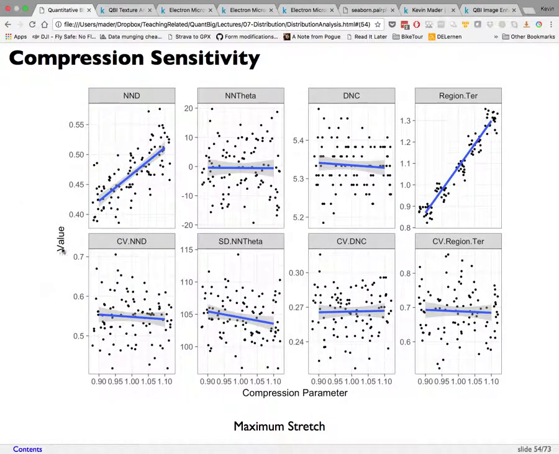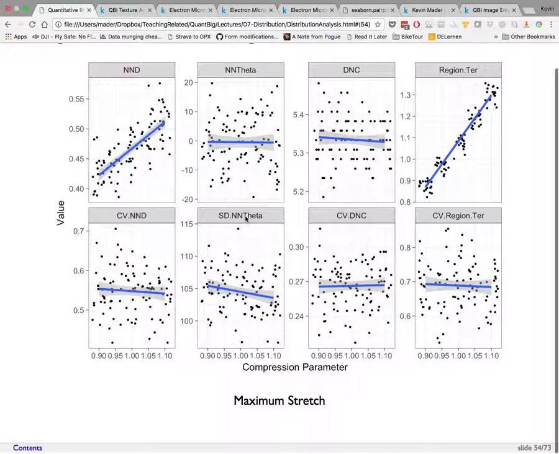You can then do a sensitivity analysis where you make many, many random systems and compare the averages to each other. You see with this region territory, as you increase the compression, even in a very noisy random system, you still have a very clear trend in what's changing in your data. With nearest neighbor distance, it's there, but it's not quite as strong as it is here. And then with these other parameters, it's very low.